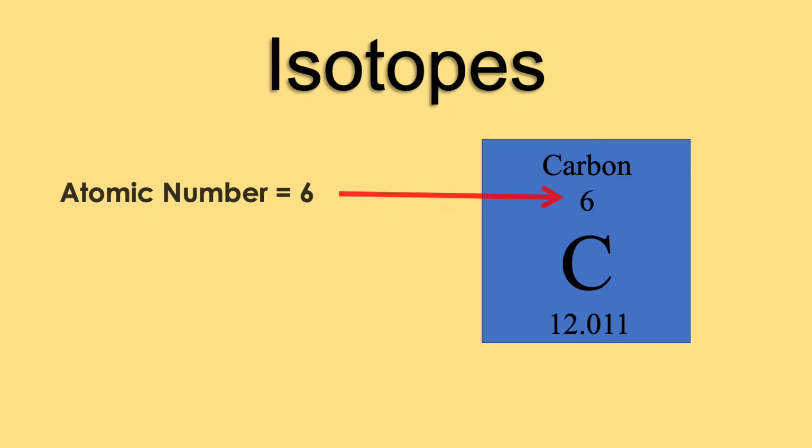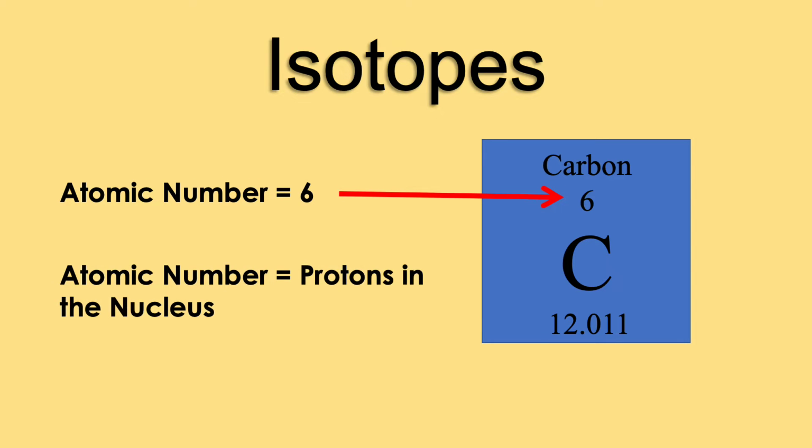Each carbon atom has an atomic number of 6. The atomic number represents the number of protons in the nucleus. So each carbon atom has 6 protons in the nucleus. But the number of neutrons can be different.